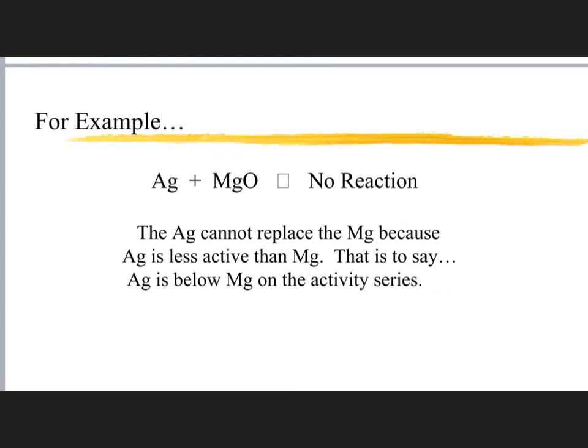All right, so now on this one, silver would be trying to replace magnesium. Again, always cation replacing cation. The square should be an arrow. So the silver, as you saw, was at the very bottom of the list. Silver can't replace anything, so that's always going to be no reaction. Silver is trying to replace magnesium, but magnesium is higher.